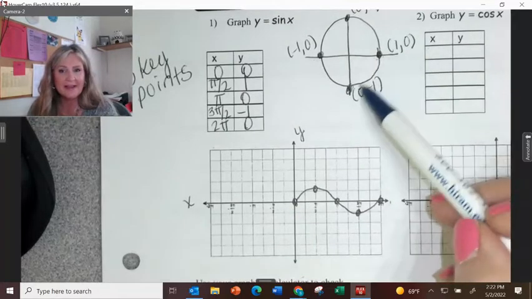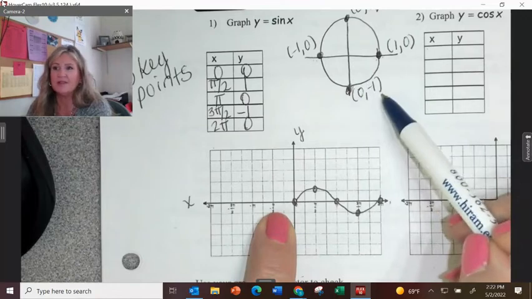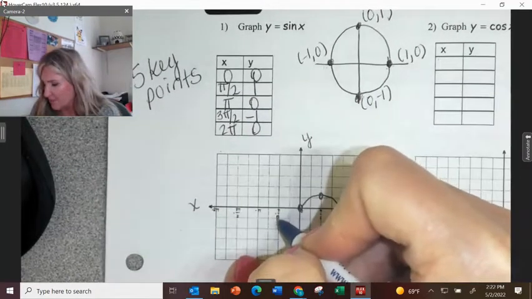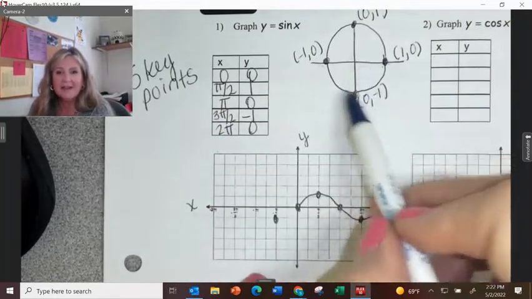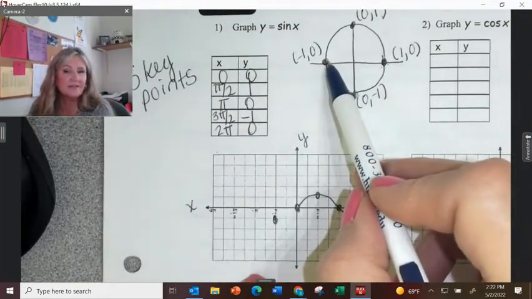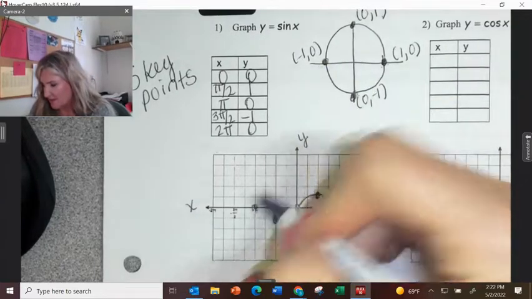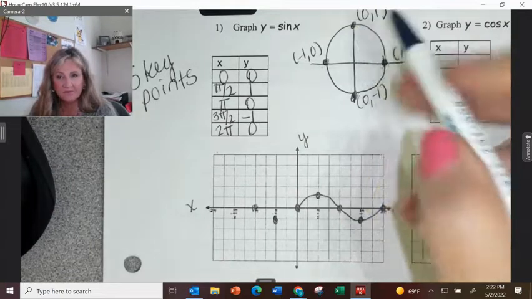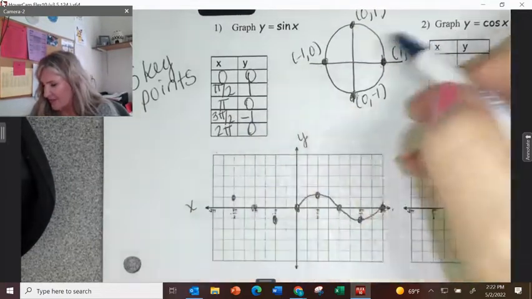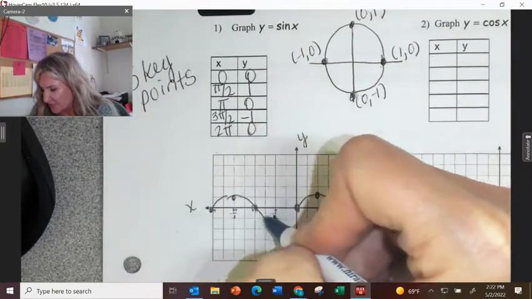So what about at negative pi over 2? At negative pi over 2, what is the sine right there? Negative 1. At negative pi, what is the sine? What about at negative 3 pi over 2? What's the sine going to be? Good. And at negative 2 pi, it's going to be 0. So you can see how this curve continues on forever.